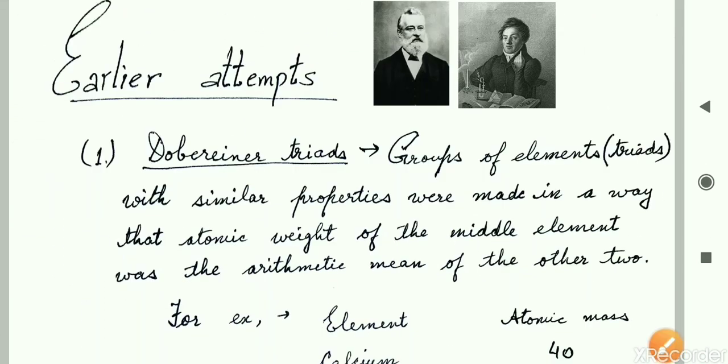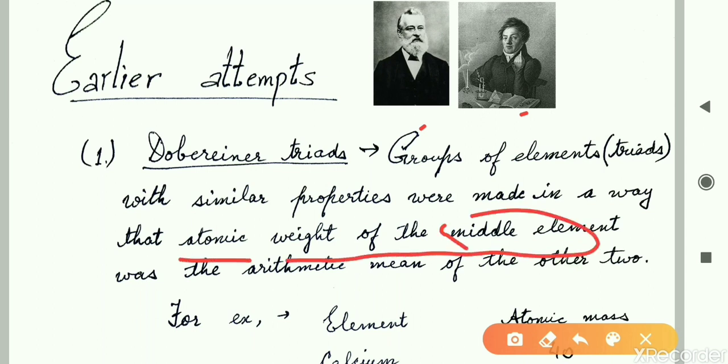Let us have a look at the earlier attempts to classify the elements. The first successful attempt was done by Dobereiner. Here we have placed the photographs of both famous scientists, Dobereiner and Newlands. Dobereiner made groups of elements in the form of triads. Triads means a group of 3 elements together, and these elements were placed in such a way that the atomic weight of the middle element was the arithmetic mean of the other 2.